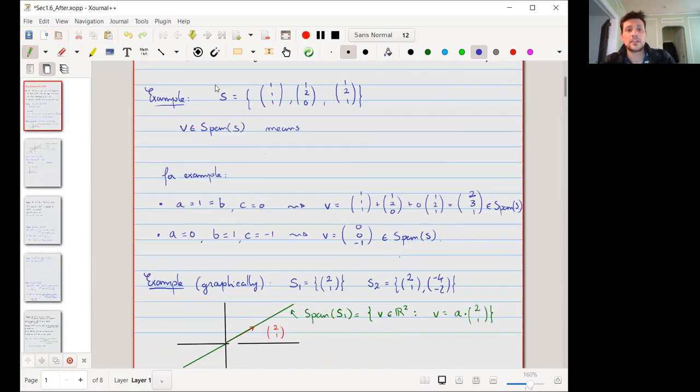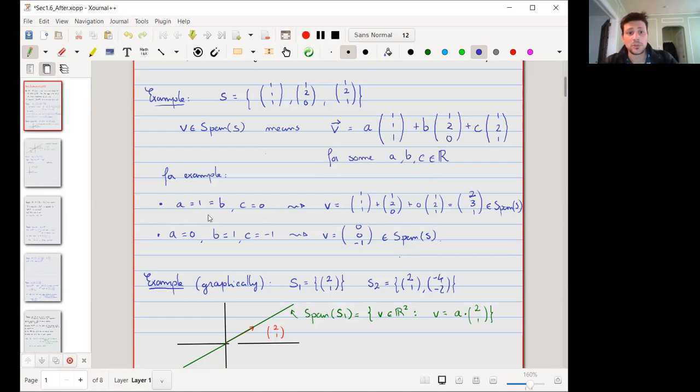I can take this set of vectors: (1, 1, 1), (1, 2, 0), and (1, 2, 1). Saying that a vector belongs to that span means that there exist constants a, b, and c such that I can write the vector as a linear combination in the following way: a(1, 1, 1) + b(1, 2, 0) + c(1, 2, 1) for some a, b, and c in the real numbers.